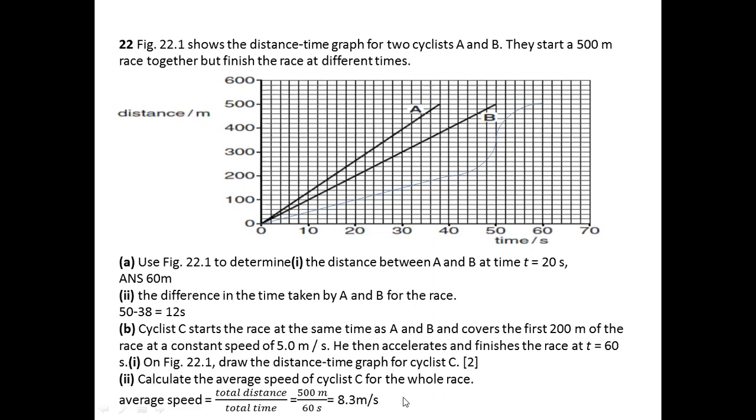Second part, calculate the average speed of the cyclist C for the whole race. So how to calculate average speed? It is equal to total distance over total time. Total distance is 500 meter for all the three cyclists, and total time taken for the cyclist C is 60 seconds, it is mentioned. So 500 divided by 60 becomes 8.3 meter per second.